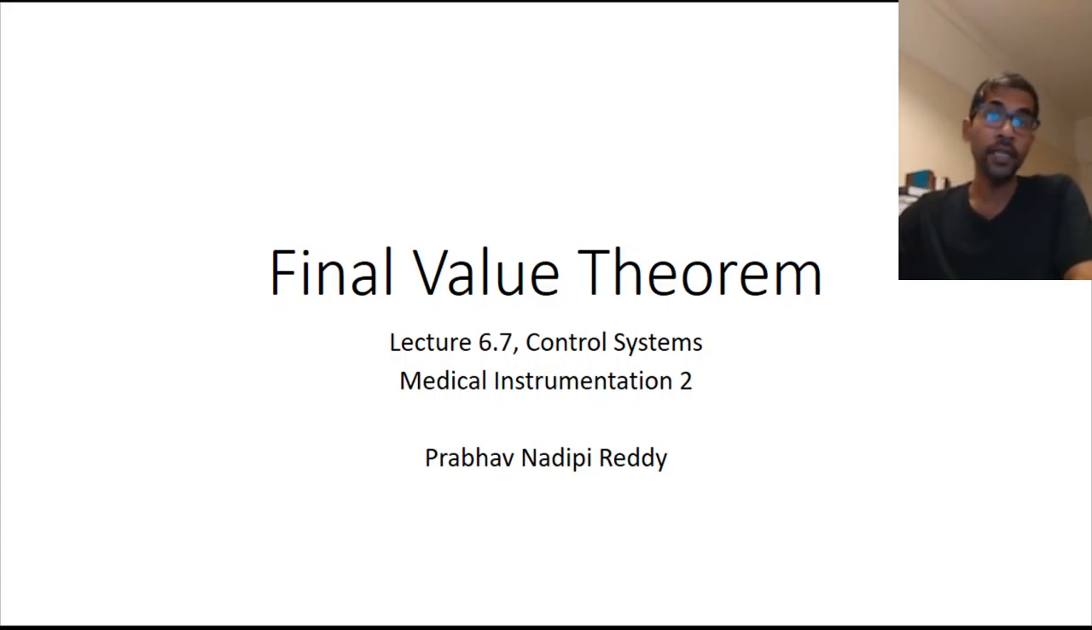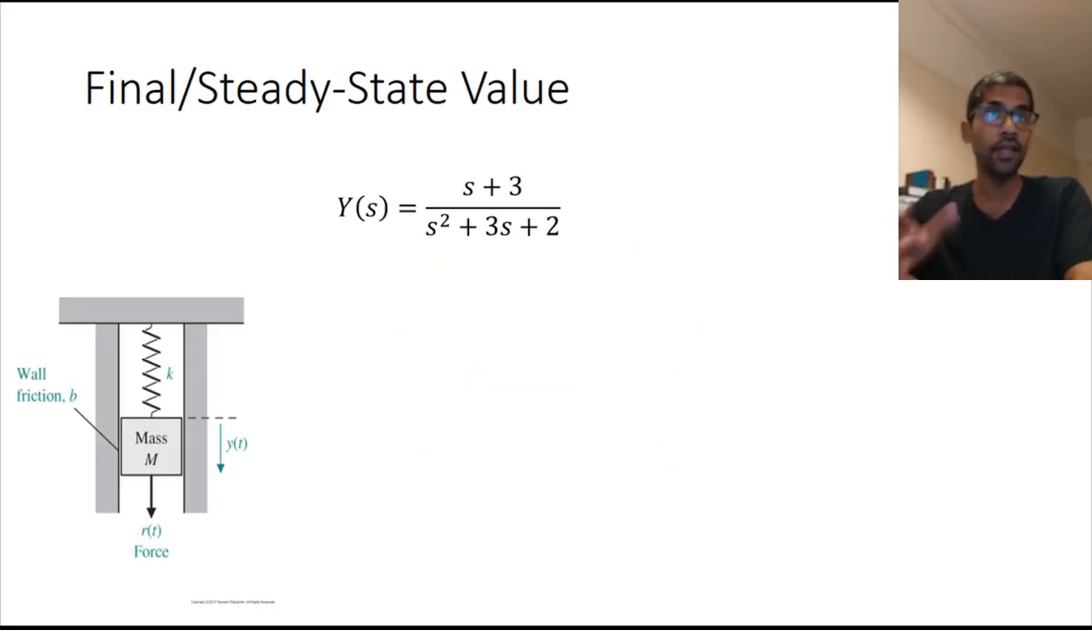Hi, in this video, I want to discuss something called the final value theorem. Let's say you know the transfer function of a system, and the transfer function is given by this equation. And of course, the transfer function is in the S domain. Is there a relationship between the transfer function and the time domain output?